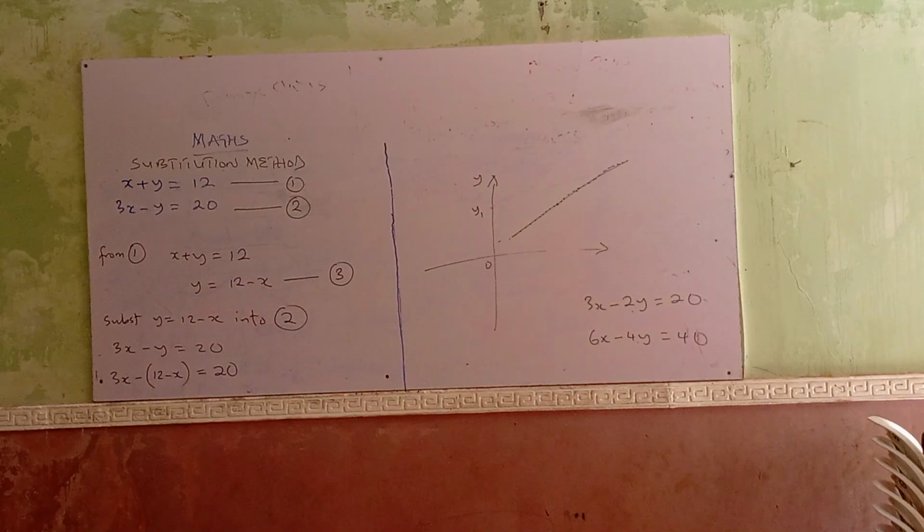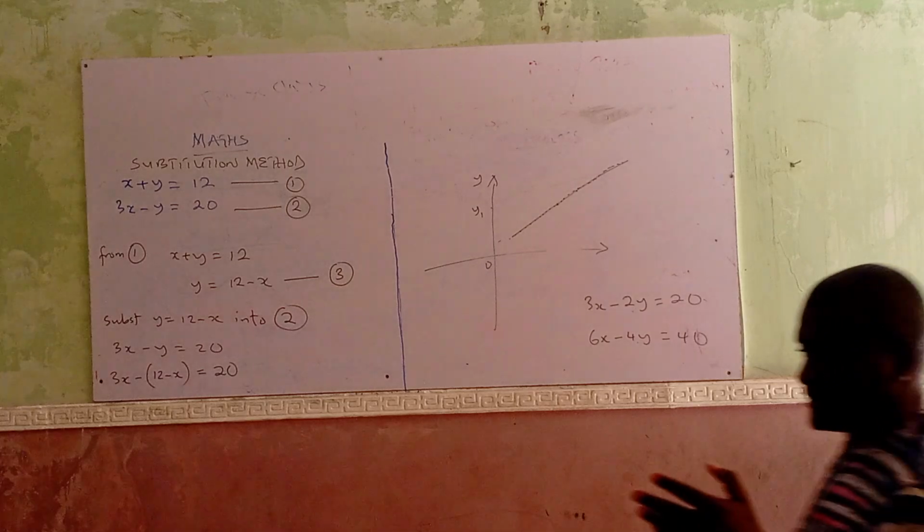I didn't get what you said. Sir, when you form the equation, it says y is equal to 12 minus x. So when you put it back into equation 2, instead of putting y, you put that 12 minus x. That's why you enclose it inside a bracket. Okay, what's another idea?